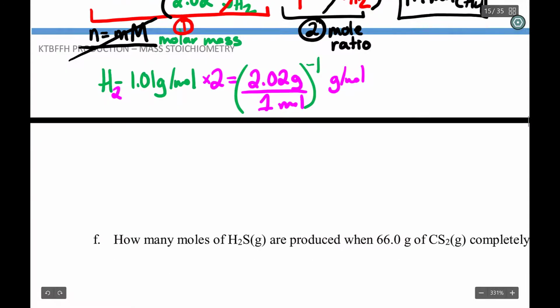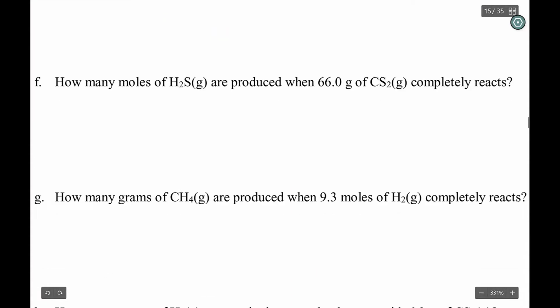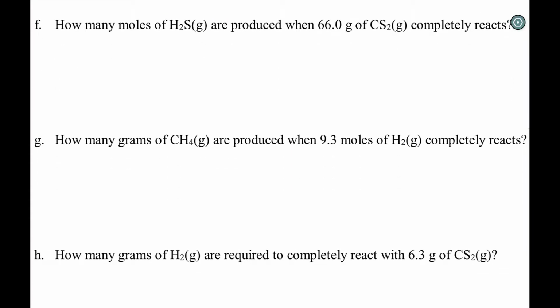Let's try a question on our own. The question says, how many moles of H2S gas are produced when 66 grams of CS2 gas completely reacts? I again am starting with moles, or asked for moles, and I'm starting with grams. I will have to convert CS2 into moles first before doing a mole-to-mole ratio. Pause the video now and give it a try.